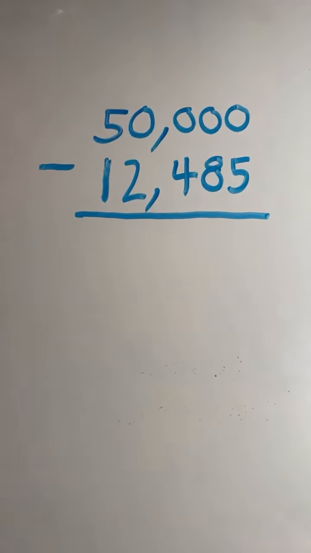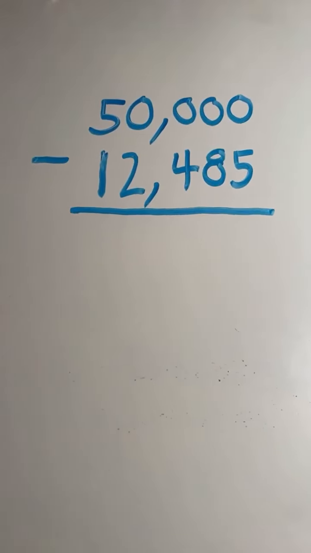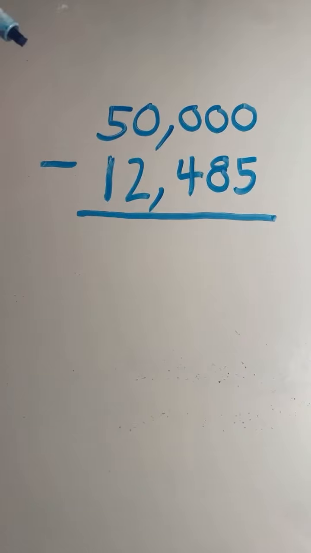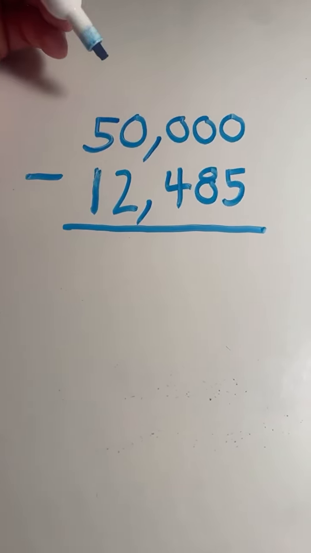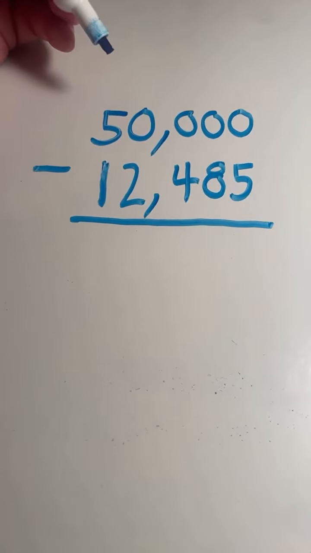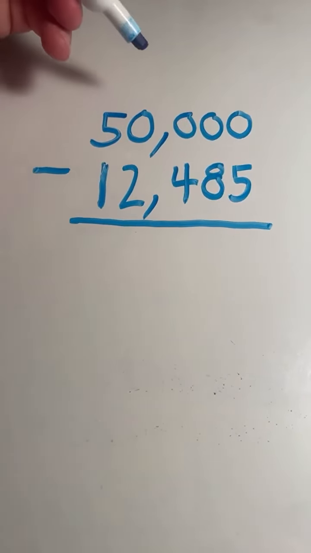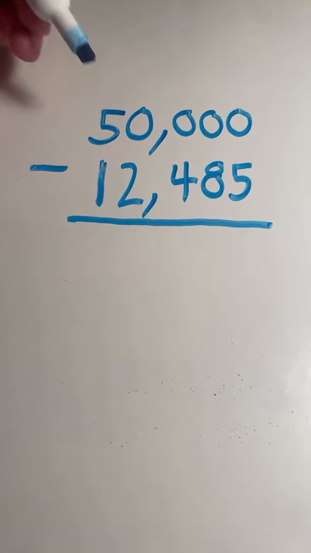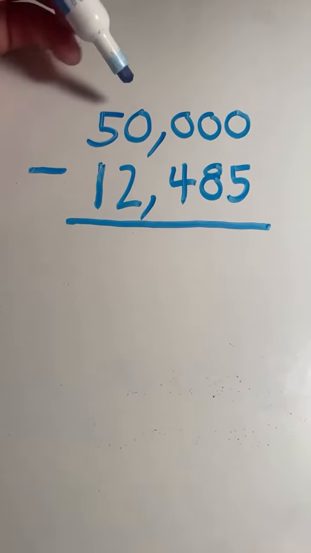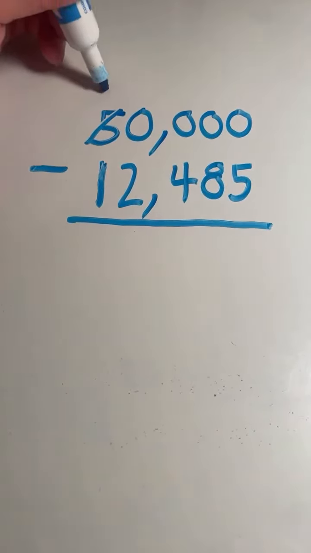All right, let's get started on this problem now. 50,000 minus 12,485. So we have to do all of our regrouping first. In this problem, everything needs to be regrouped except the 10,000s place. You cannot start with 0 and take away 2, so we have to take a 10 from the 10,000s place. The 5 becomes a 4.